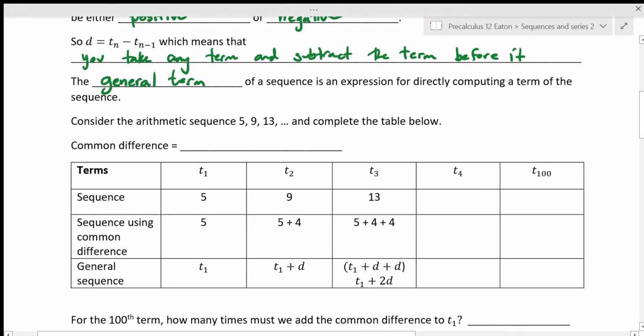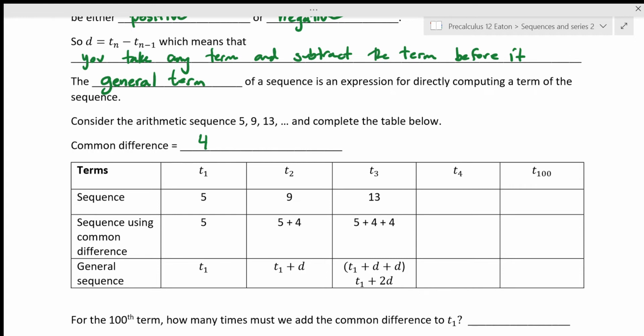Okay, so we have an arithmetic sequence, 5, 9, 13, that just kind of keeps on going. Okay, so the common difference we can find by subtracting any pair of numbers as long as they come in a row. So we always do the later one minus the earlier one. So 9 minus 5 gives us 4. 13 minus 9 would also give us 4. And if we were to continue the sequence, any other two terms in a row would subtract to give us our common difference. These numbers are going up by 4 each time.